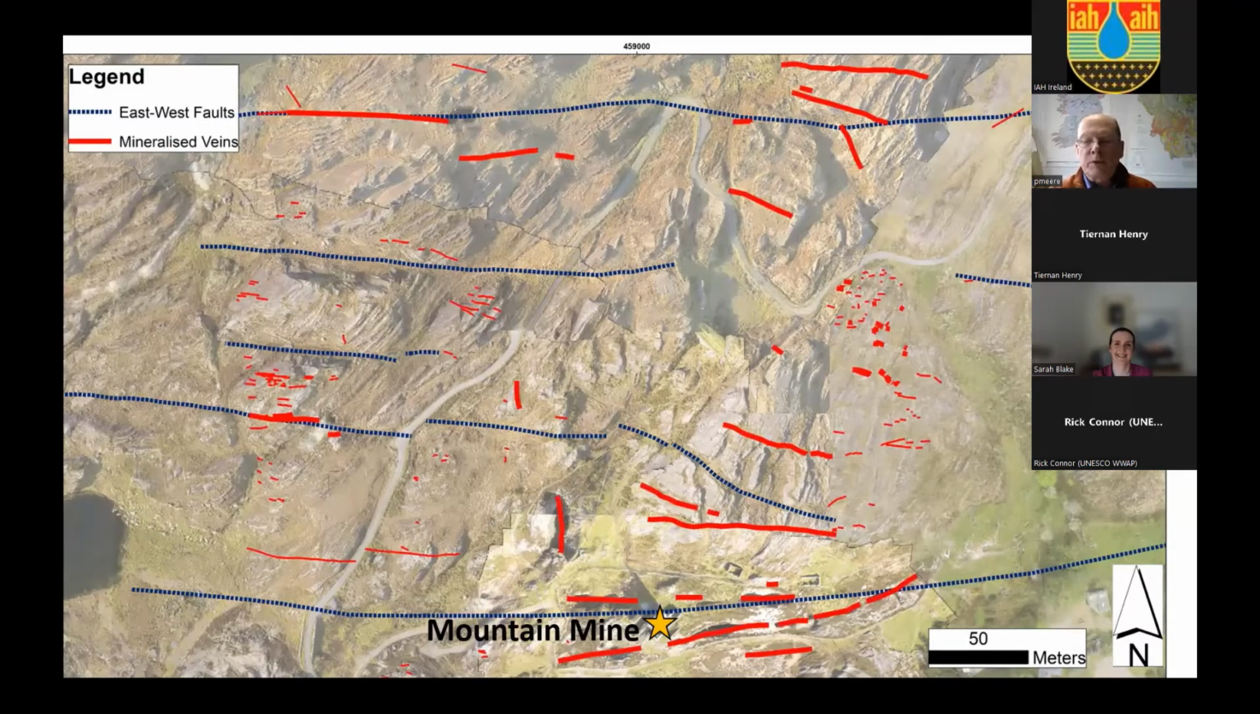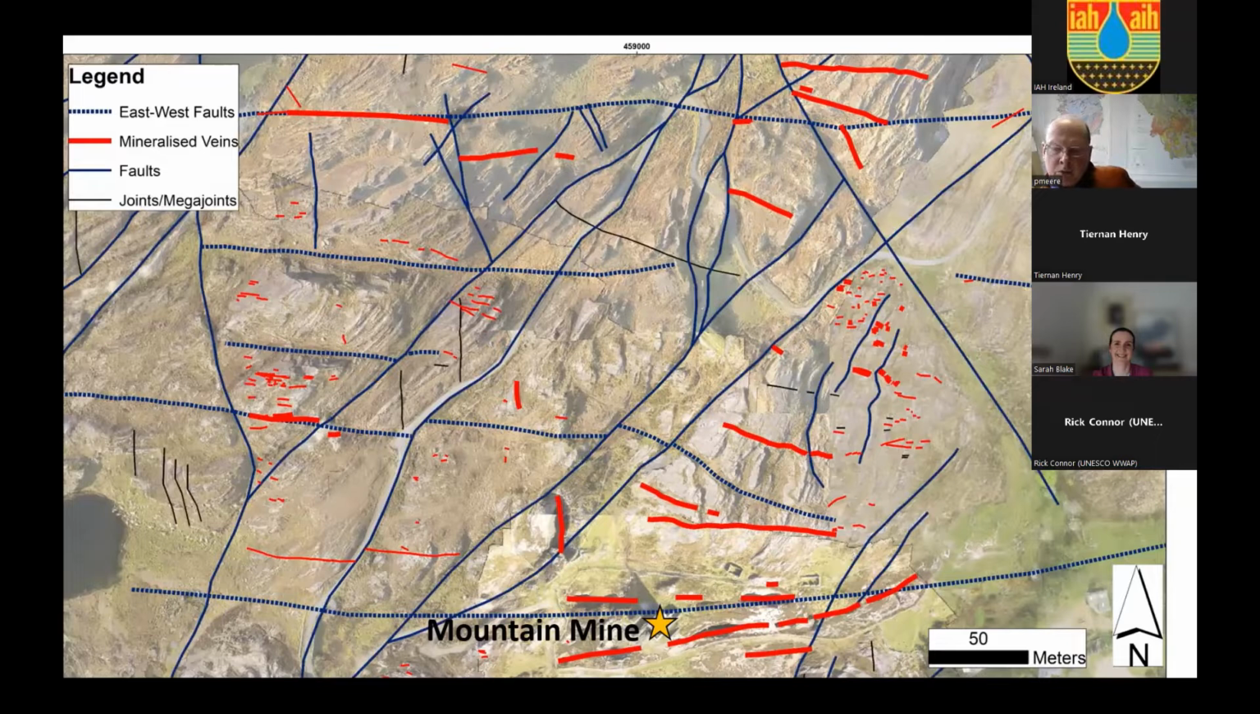If we superimpose the mineralized veins, so he carefully mapped out the main mineralized veins, we can see that there is quite an intimate relationship between the orientation of these east-west fault structures and the mineralized veins. Okay, and again, that was interesting to see.